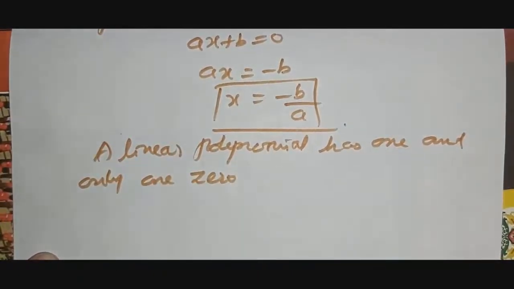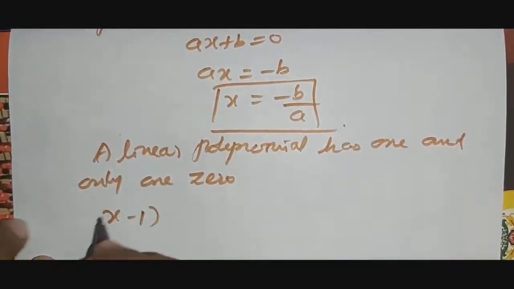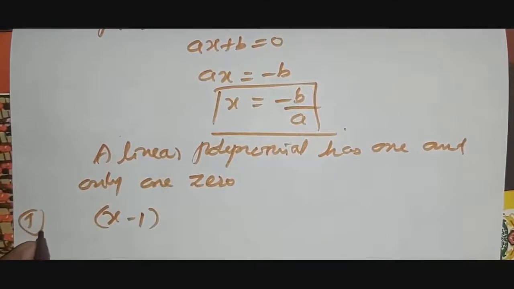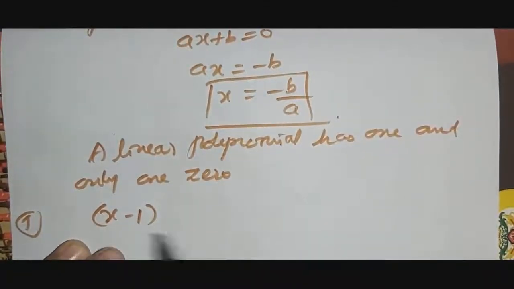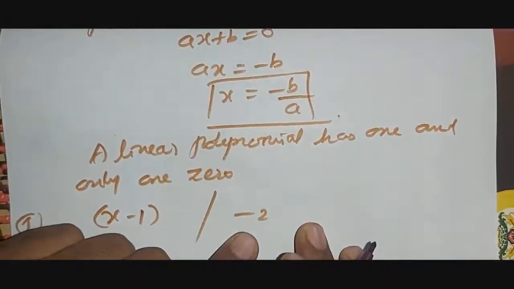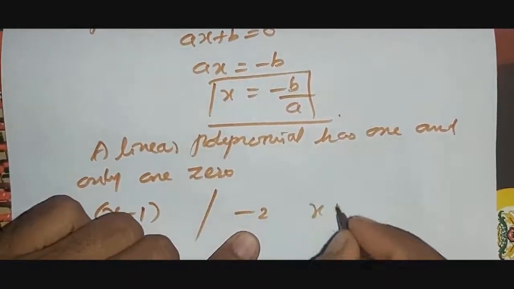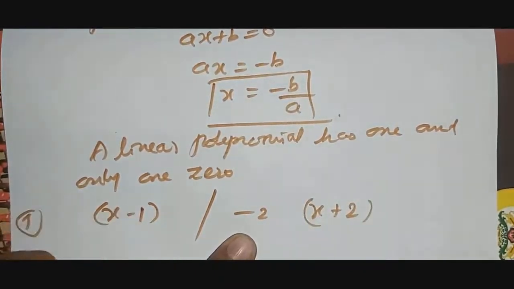Now we can say that 1 is the 0 of x minus 1 and minus 2 is the 0 of x plus 2. Here 1 is the 0 of x minus 1, that is 1 minus 1 is equal to 0. Same like that, minus 2 is the 0 of x plus 2. If you put that value minus 2 in this, minus 2 plus 2 will be 0, right?